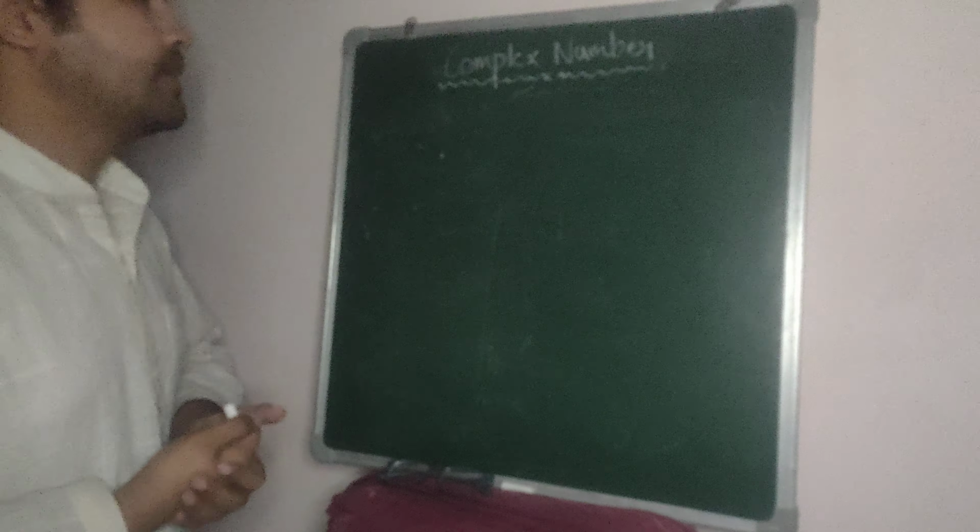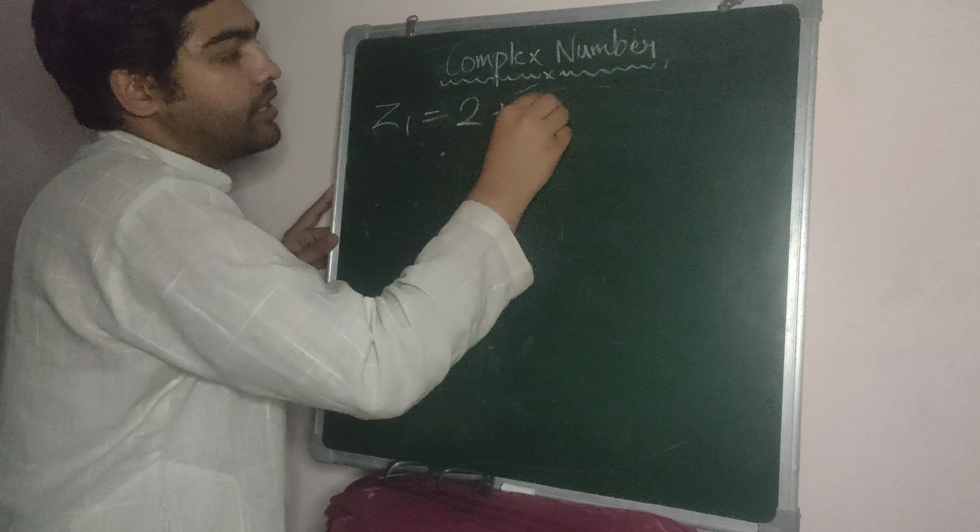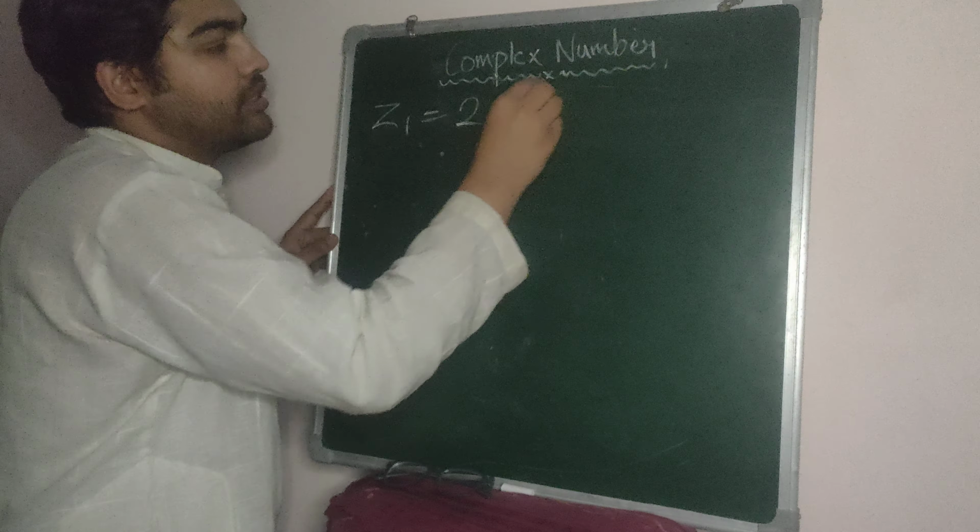So first of all, we consider two complex numbers, because if we add any numbers, we require two numbers. So to add complex numbers, we require two complex numbers. The first complex number is Z1, Z1 is equal to 2 plus 3i. This is just an example. And Z2 is equal to minus 3 plus 4i. This is a, this is b, this is i, and this is a, this is b, this is i. So this is the real part and this is the imaginary part of the complex number.